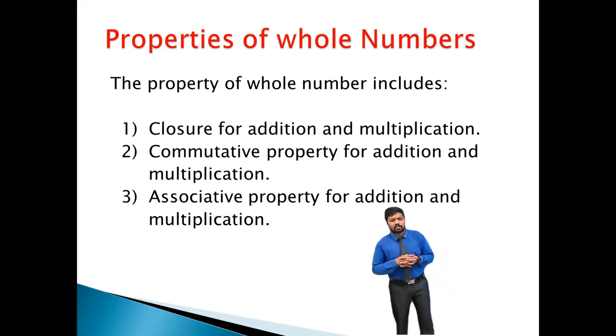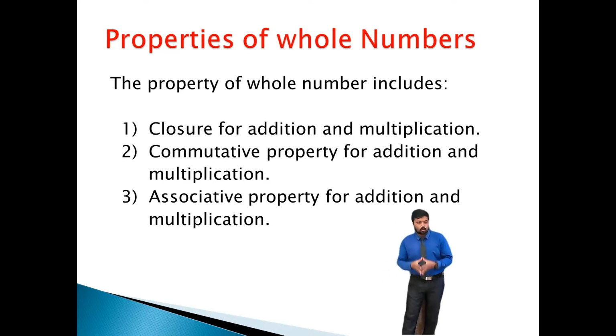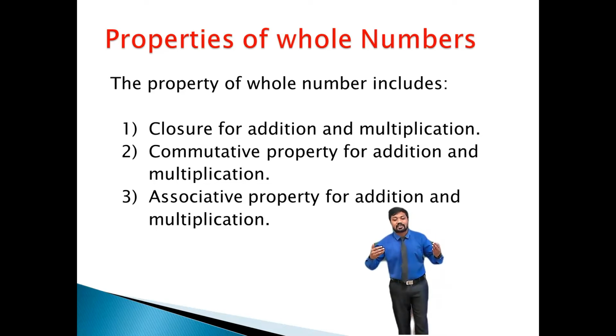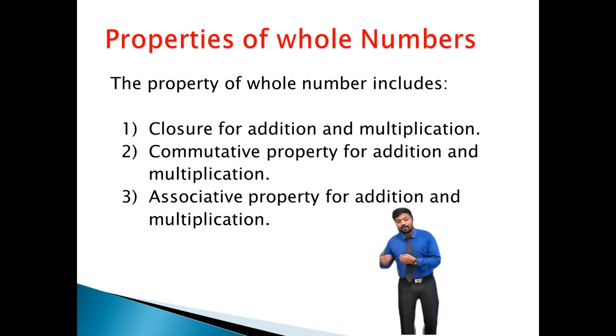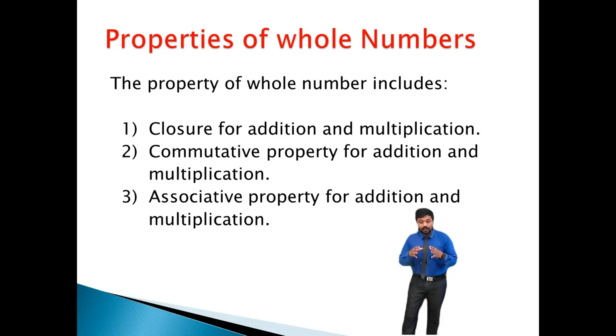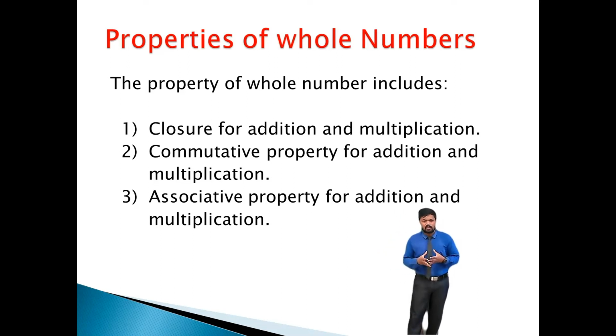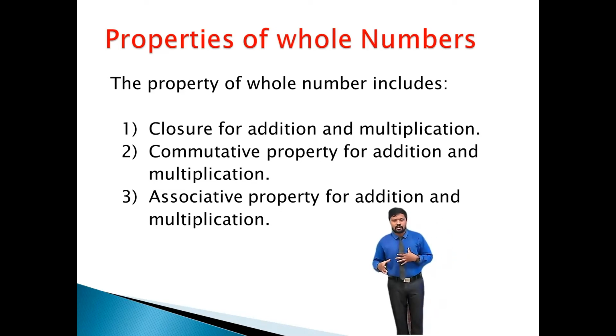The same goes for the associative property. Why? Because the closure property, commutative property, and associative property are not applicable under subtraction and division. What is the reason? And some people will be thinking, sir, I'm going off track. You are saying property applicable, not applicable.